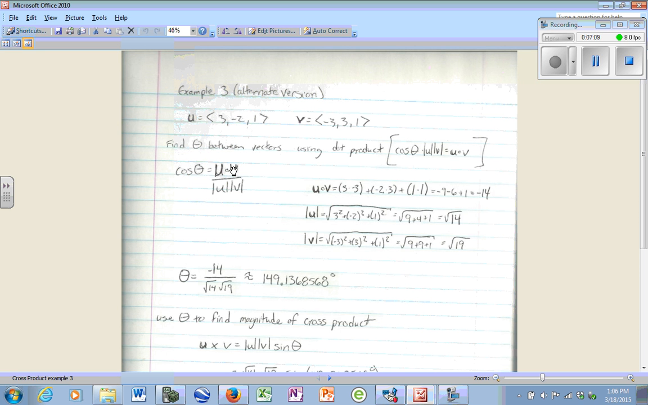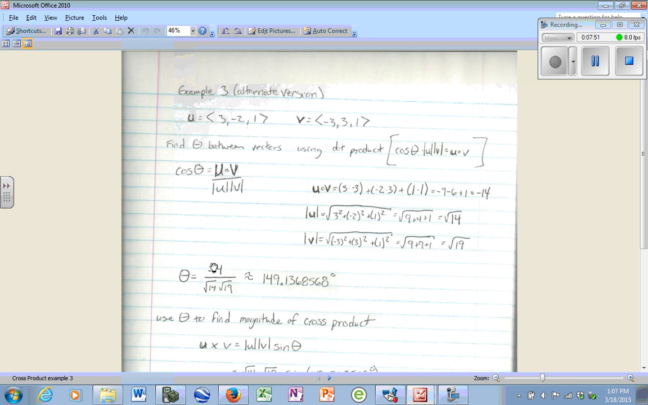So first thing I want to do is find the dot product. Okay, no problem. u dot v in 3 dimensions, 3 times negative 3, and negative 2 times 3, and 1 times 1. We did that in the last lesson, right? So we get negative 14 for the dot product. Then we find the magnitudes, because we have to find those out down here. The magnitude of u is each of its parts squared, and then we take the square root of that. So 3 squared and negative 2 squared and 1 squared equals 9 plus 4 plus 1, or the square root of 14. I'm going to leave it like that. And then here's our magnitude for the other vector, square root of 19.